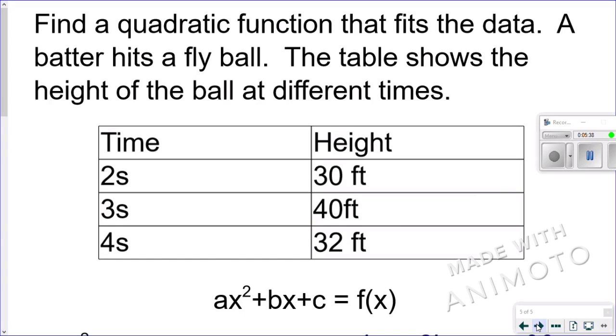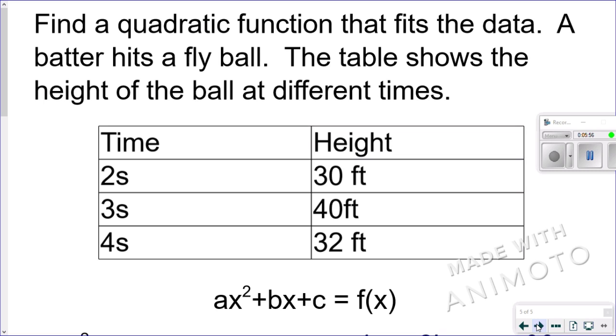Last part. This is why we had to review solving systems of equations, 2 variable and then onto the 3 variable. We have to, given points, find a quadratic function that fits the data. A batter hits a fly ball. The table shows the height of the ball at different times.